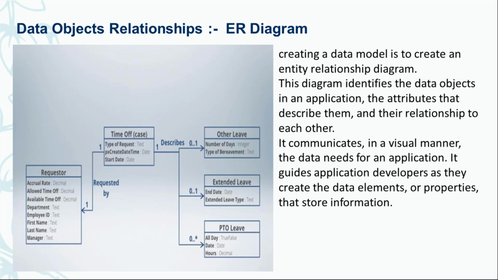That describes visually how everything is related and what different data we require for our application. In Pega we can't create this one, but we need to create it in a separate way. But this is required as a general industry standard to display the data object relationships. In Pega, we can visualize it, but not with the attributes. We just have a relationship with the data objects like requester, time off, other leave, extended leave, PTO leave. So based on that, we can visualize the same after we create the data model in Pega.